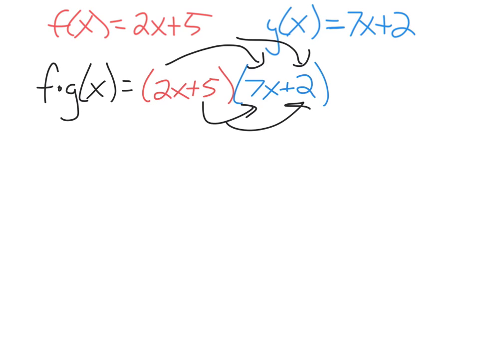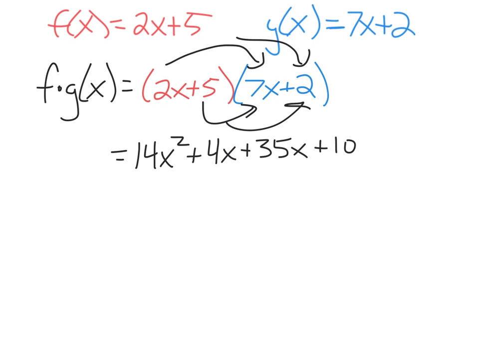Okay, so what's 2x times 7x? 14 what? 14x squared. What's 2x times 2? Okay, so plus 4x. Right, we took care of that. First, outer, inner, last. So now we're doing positive 5 times 7x. What is it again? 35x, thank you. And then 5 times 2? Okay, plus 10.